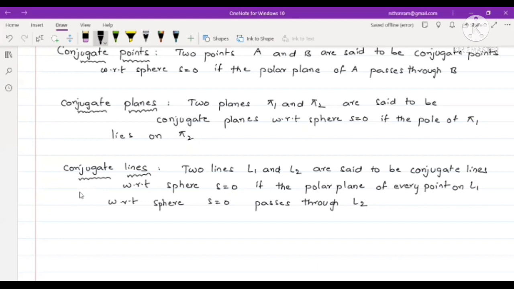Okay, these are the very, very important definitions regarding the plane of contact, of course, polar plane, pole, conjugate points, conjugate planes, and conjugate lines. In the next class, we will do problems on these concepts, on these definitions.